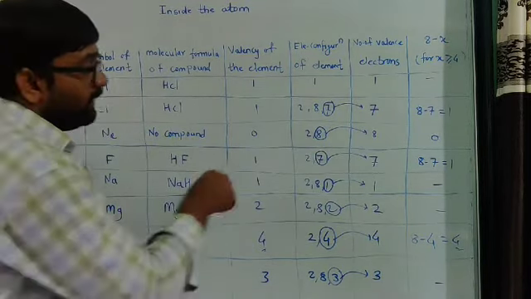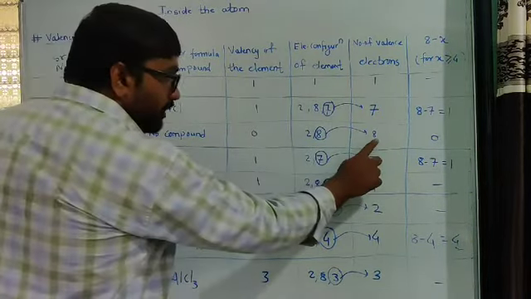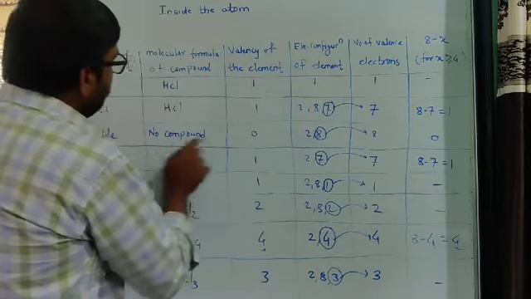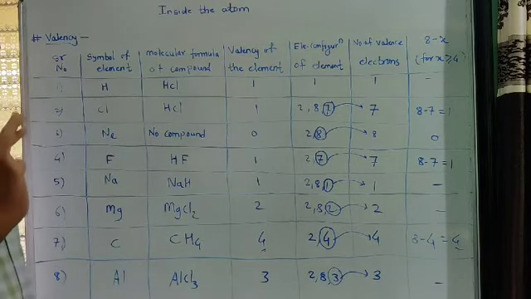That number is greater than 4, so we have to use the formula 8 minus x. Here x is 8, and 8 minus 8 is 0. So 0 is the valency of neon and it does not form any compound.